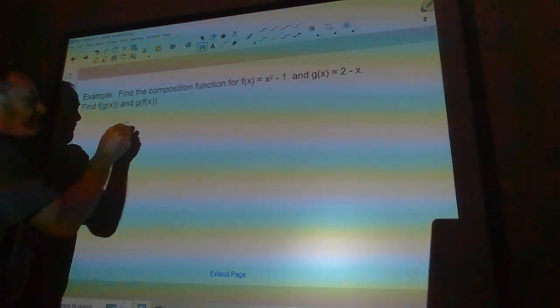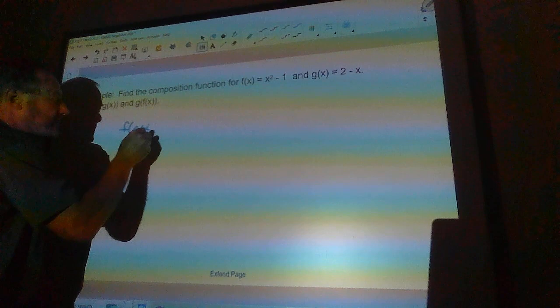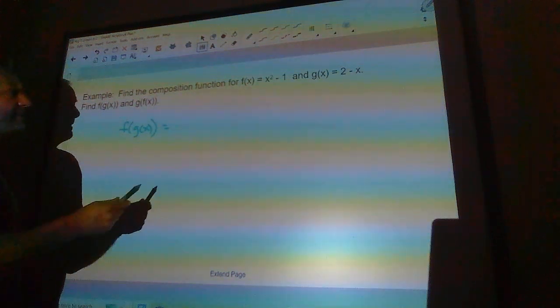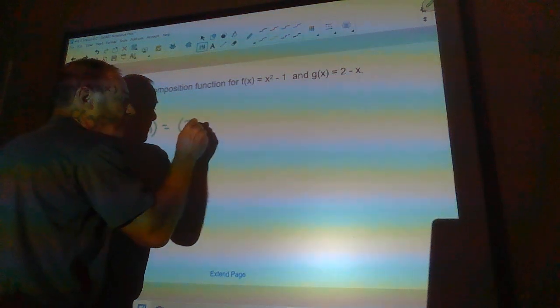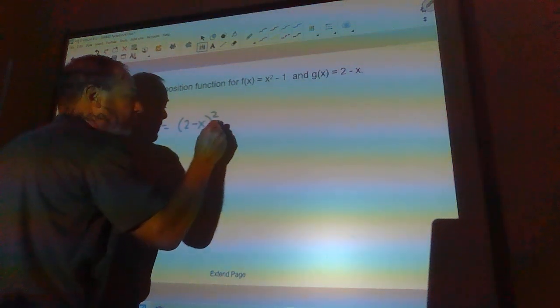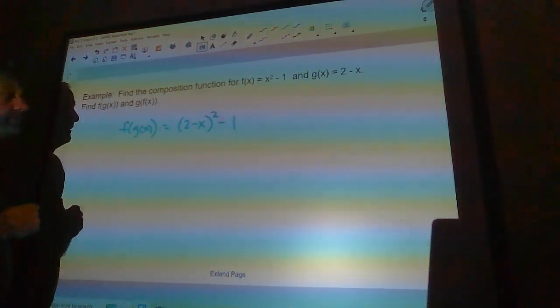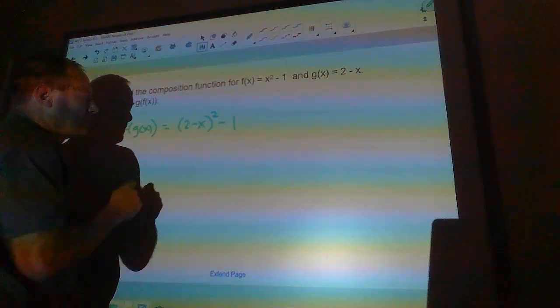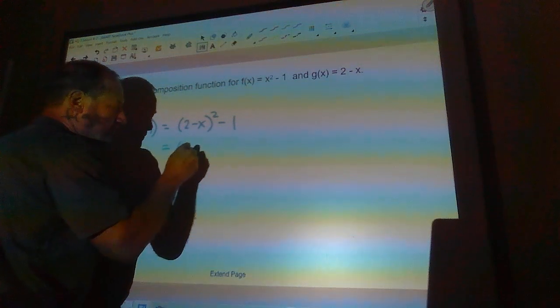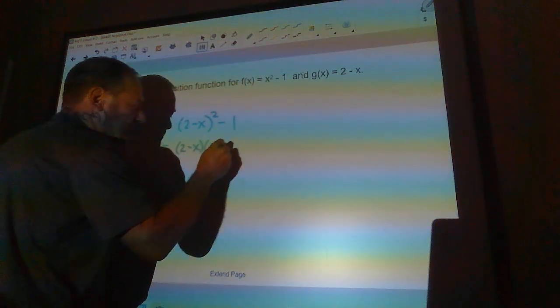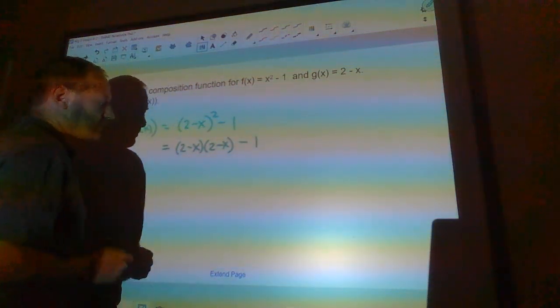Okay, f of g of x. Again, I take g of x, I put it inside f of x, so I'm going to get 2 minus x squared minus 1. So I need to square this, which is 2 minus x times 2 minus x, minus 1.